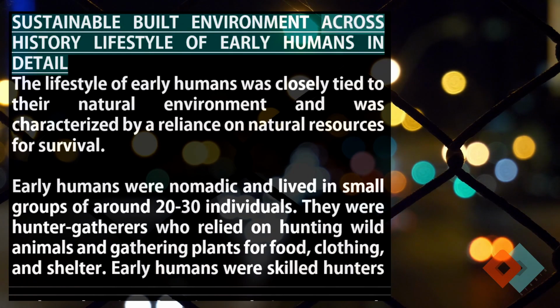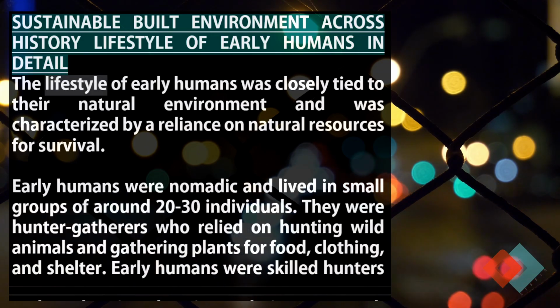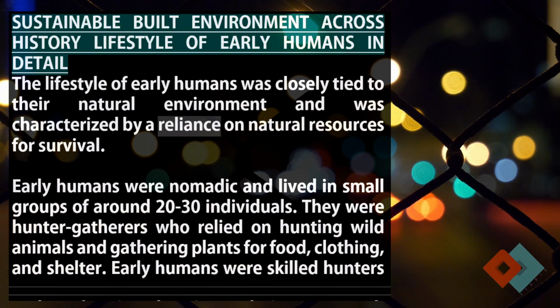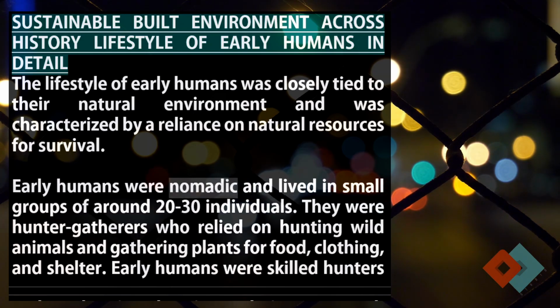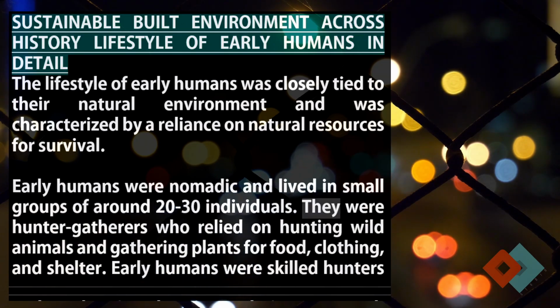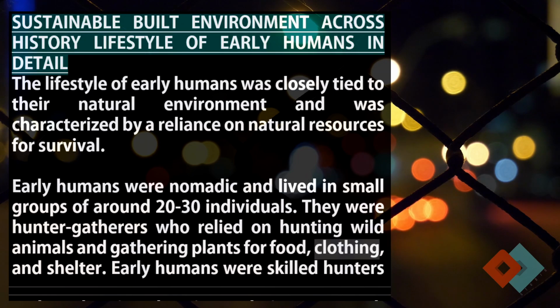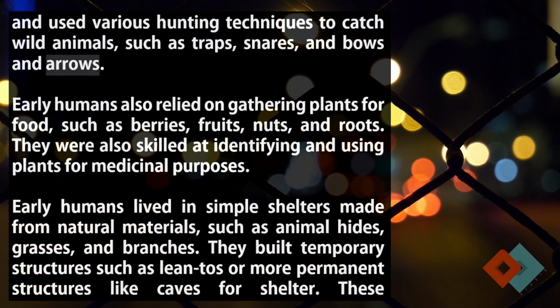Sustainable built environment across history. Lifestyle of early humans in detail. The lifestyle of early humans was closely tied to their natural environment and was characterized by a reliance on natural resources for survival. Early humans were nomadic and lived in small groups of around 20 to 30 individuals. They were hunter-gatherers who relied on hunting wild animals and gathering plants for food, clothing, and shelter. Early humans were skilled hunters and used various hunting techniques to catch wild animals, such as traps, snares, and bows and arrows.